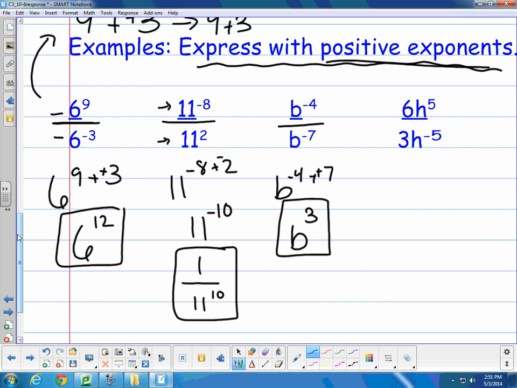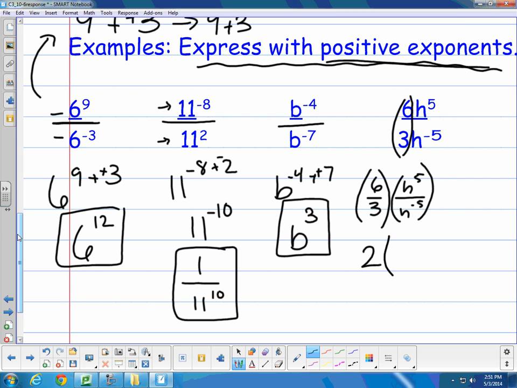The next one again has some coefficients, which is great. I love combining things that are alike, so I'm really going to take these away from those. And it's really like 6 divided by 3 times h to the 5th over h to the negative 5th. So here I am. I know 6 divided by 3 is 2. Make sure you don't subtract those. You are actually dividing your coefficients. So don't subtract those and get 3. Make sure you know you're dividing.